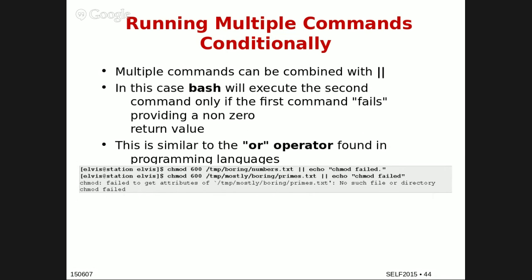Here's another example, and this is a pretty good example of a conditional or, in that it is going to chmod a file if the file exists. If it does not exist, it's going to echo an error message. And so this is a good example of how to use an or conditional statement.